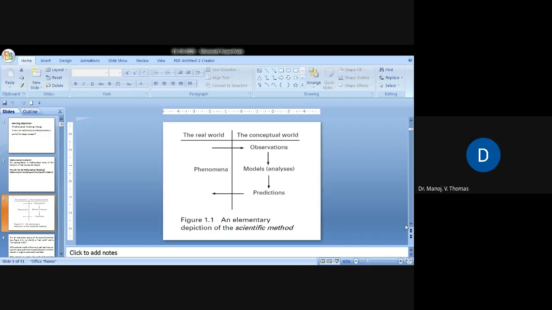There you have two things, the real world and the conceptual world. The real world is the universe where we observe things and where we have the science. And the conceptual world is where the engineers deal with things, where we want to build a new car, a new model of a car, a new aeroplane, a new model of a particular device, a new mobile phone. So that is the conceptual world.